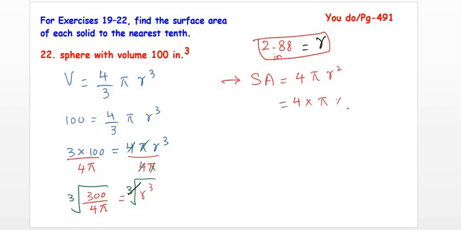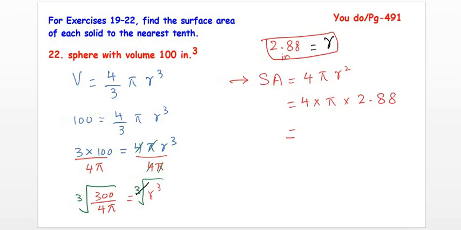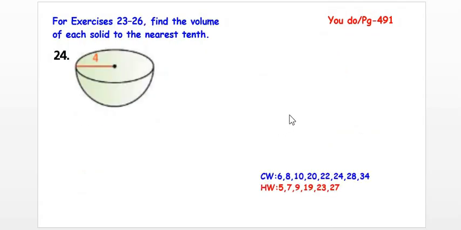So it's going to be pi times 2.88, and finally when you write all this on the calculator, it is becoming 104. Let me check. So the answer is becoming 104.2 square inches. Clear? So this will be the answer. Here is the next question.